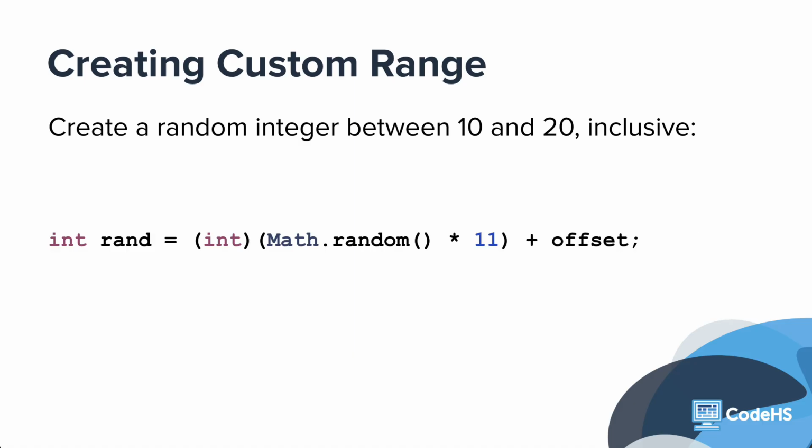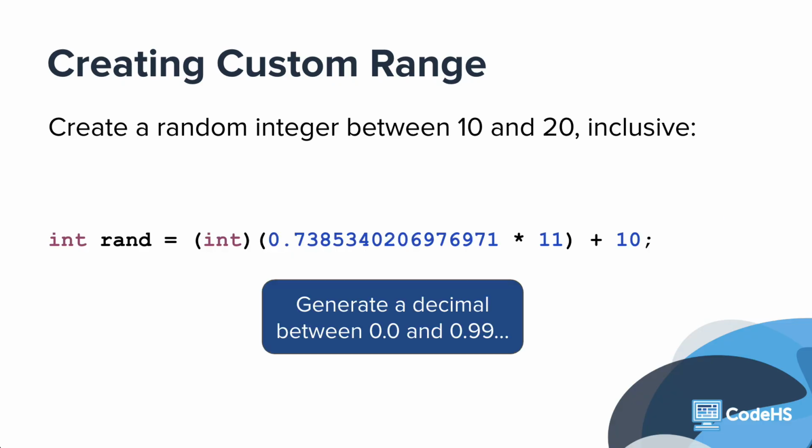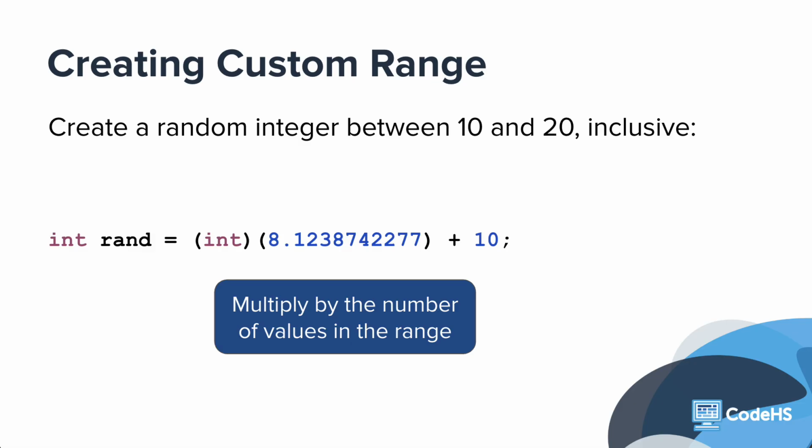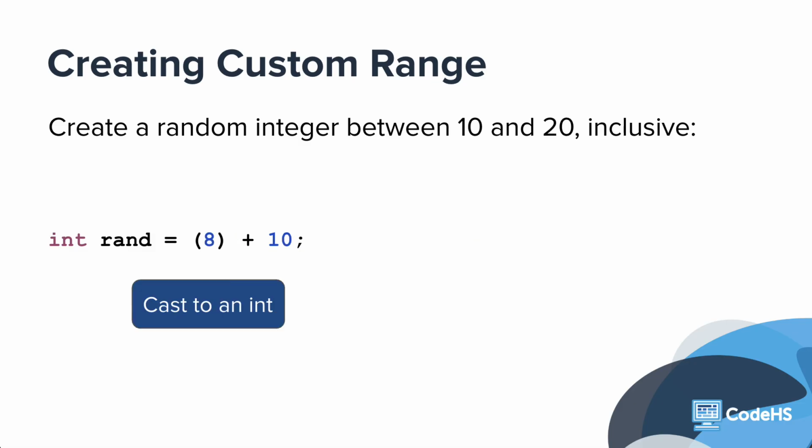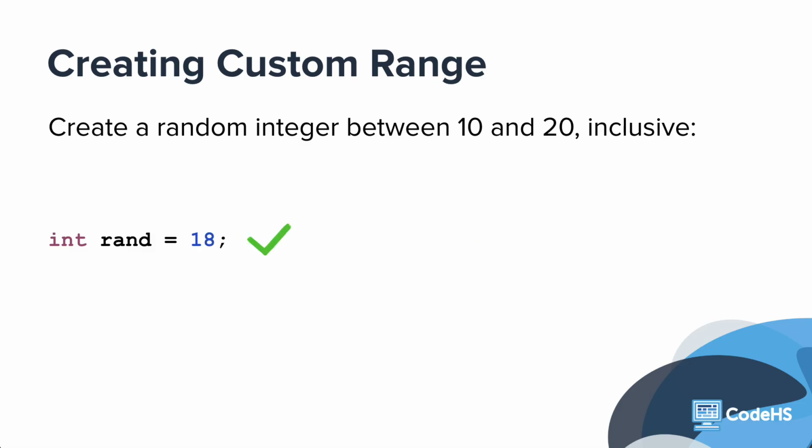The number of values in this case is 11, since there are 11 numbers between 10 and 20 when you include both 10 and 20. The offset value is 10 because the starting number in the range is 10. Now when you run this code, Math.random generates a decimal value between 0 and 0.99. Multiplied by the number of values in the range, cast to an int, adds the offset, and voila, a random number between 10 and 20.